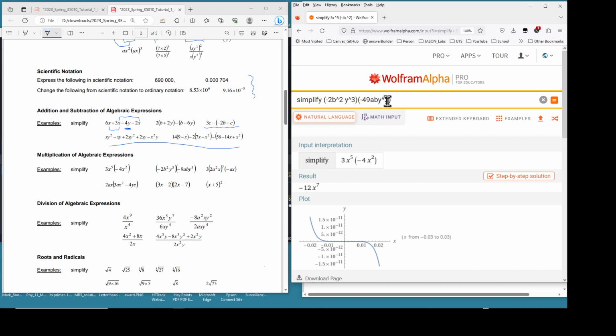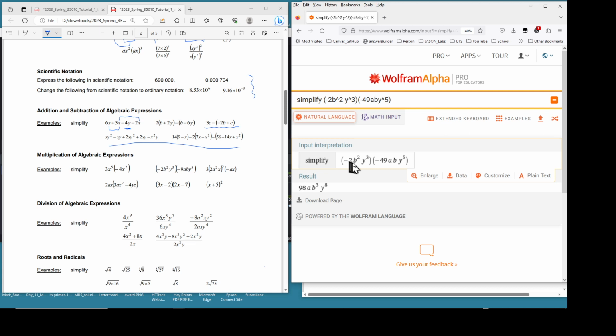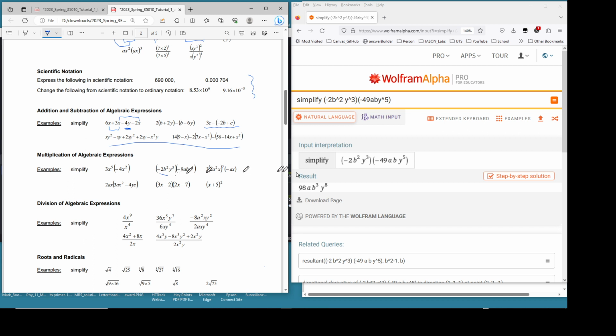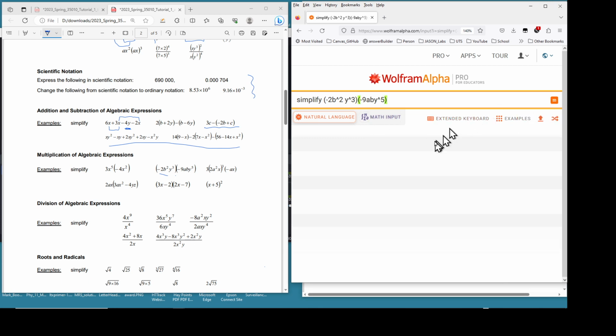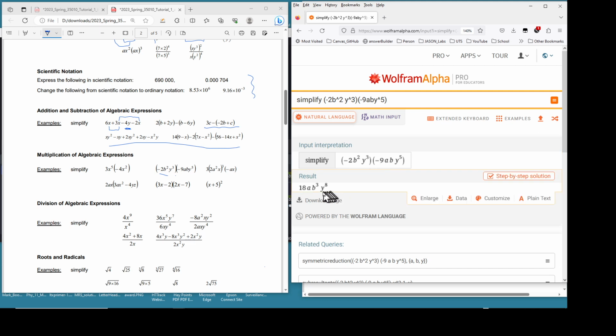Let's have a look at what that looks like. Whoops, this is a 25 buster. Alright, let's see what the first line says. Just make sure we've entered it correctly. Minus 2b squared y3. Tick. Oops. No, not 4. Alright, try again. So that's why we checked that thing, just to check our entry. Minus 9ab y5. Tick. I think we've got that right. And so then we've got 18ab cubed y8.